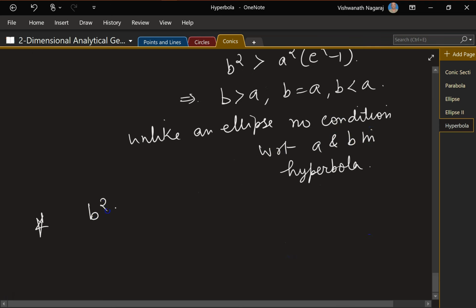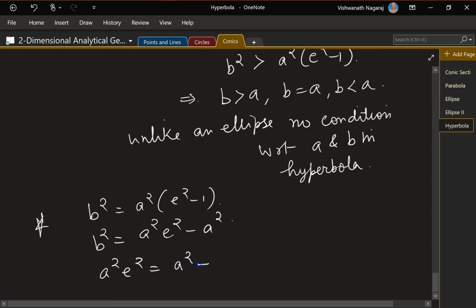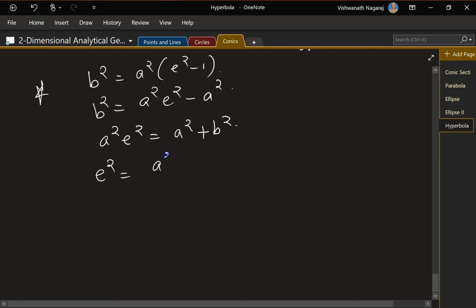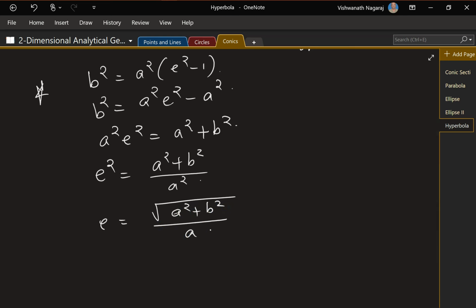Okay, we have b square is equal to a square times e square minus 1. So b square is equal to a square e square minus a square. So a square e square is equal to a square plus b square, or e square is equal to a square plus b square by a square. e is equal to the square root of a square plus b square, by a. So if we know a and b, we can evaluate e.